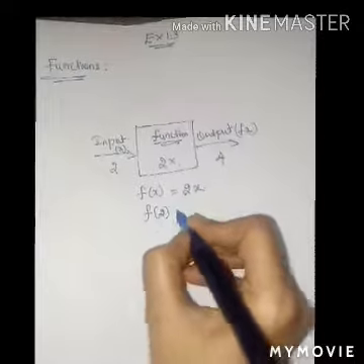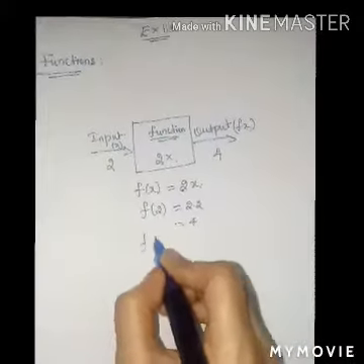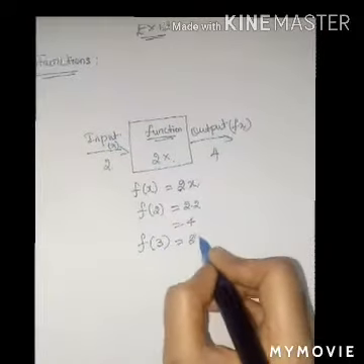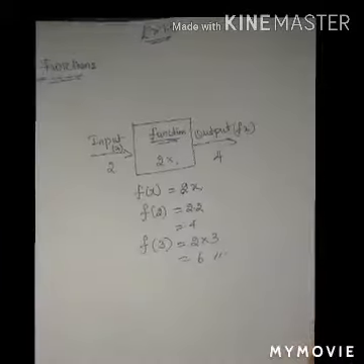Give x as 2 here. 2 into 2 gives 4. If we give x as 3, the function should be 2 into 3, 6. This is what your function is.